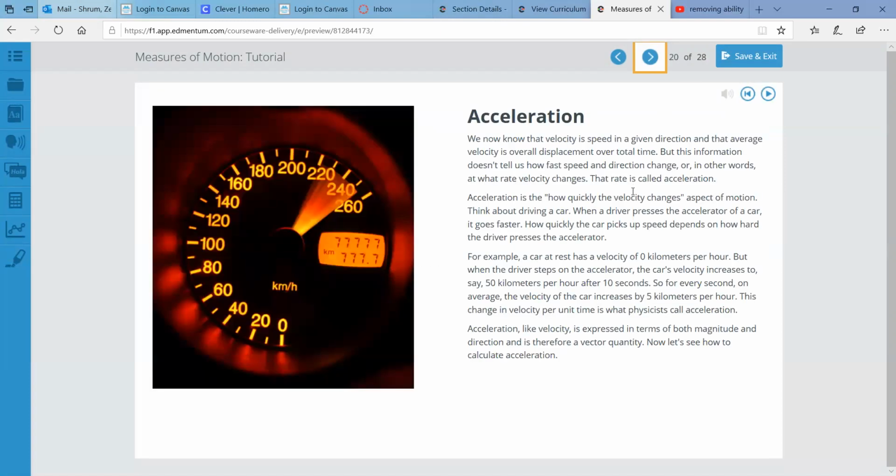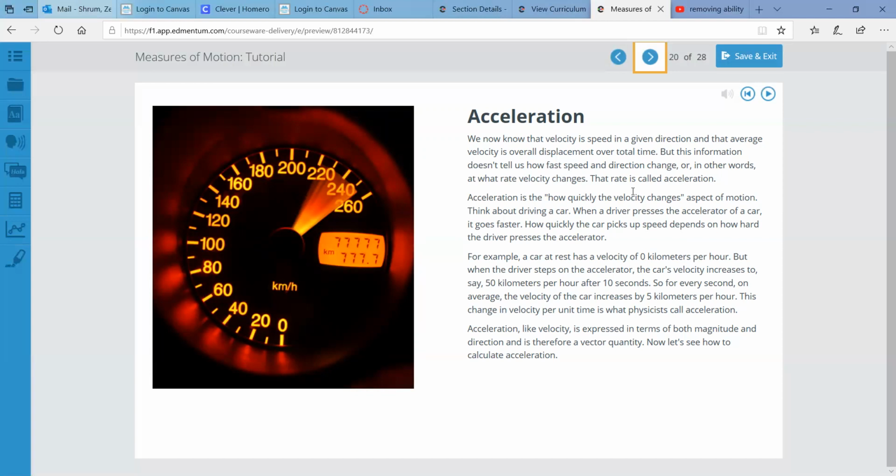Now we get into acceleration. That is, how fast is the velocity changing over time? And velocity is speed in a given direction, and average velocity is overall displacement over total time. But it doesn't tell you how fast your speed and direction change. And this rate of velocity changing is acceleration.